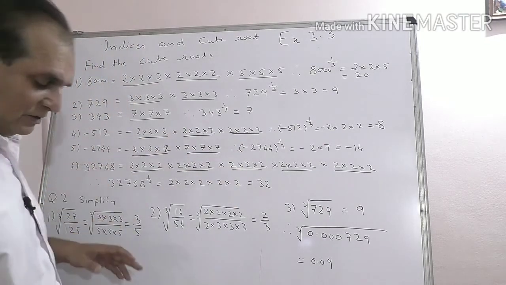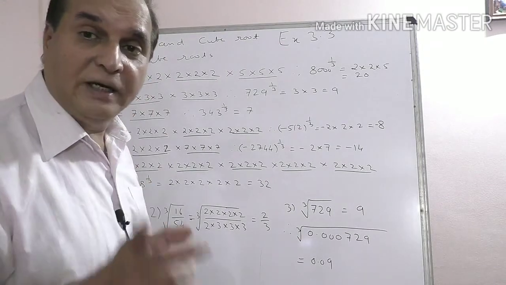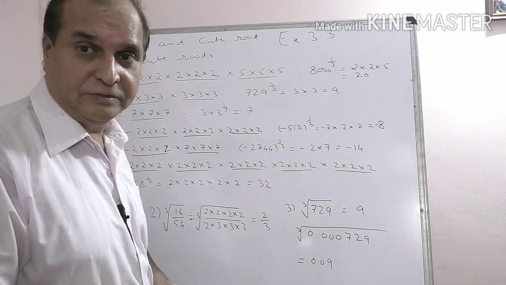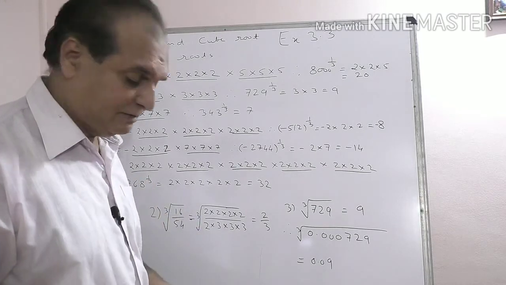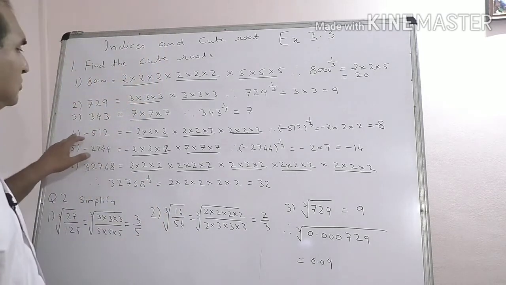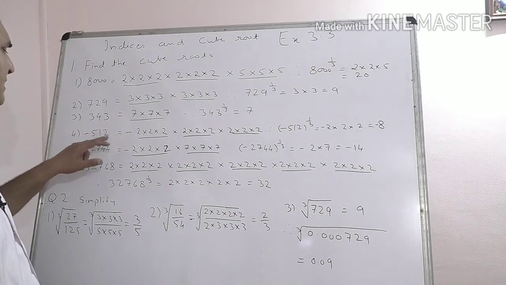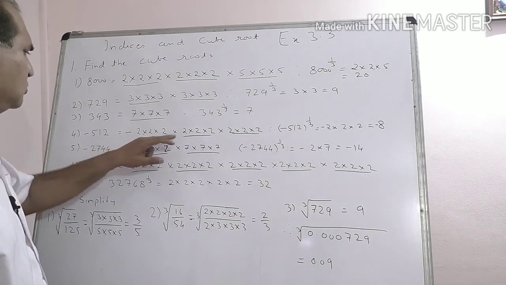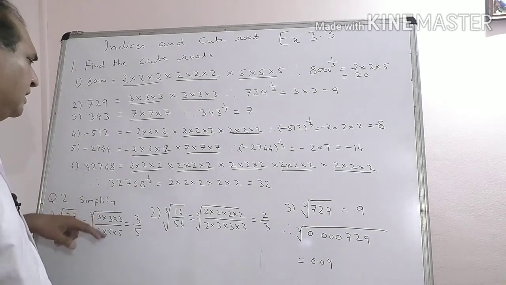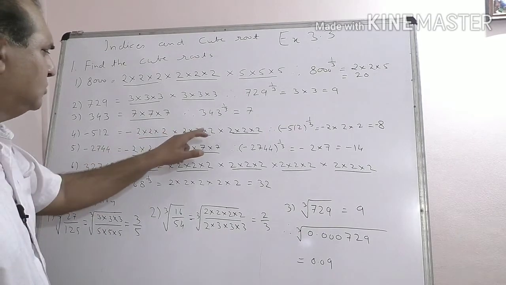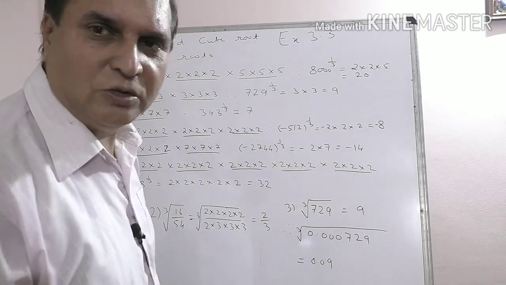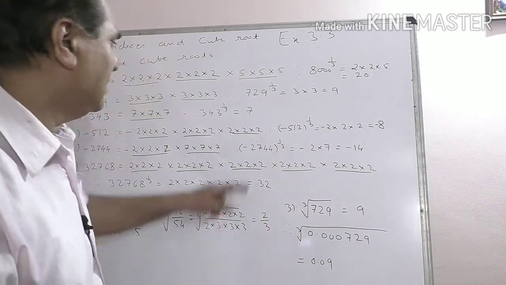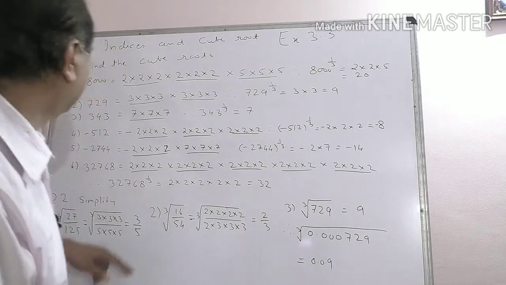Minus 512. Okay, cube root of negative number is negative. Cube root of negative, don't forget this. Minus 512, so cube root must be minus only. Factorize. 2 2 2 2 2 2 2 2 2. For 3 twos 1 two, 2 into 2 into 2, minus 8. Minus 512 cube root is minus 8.